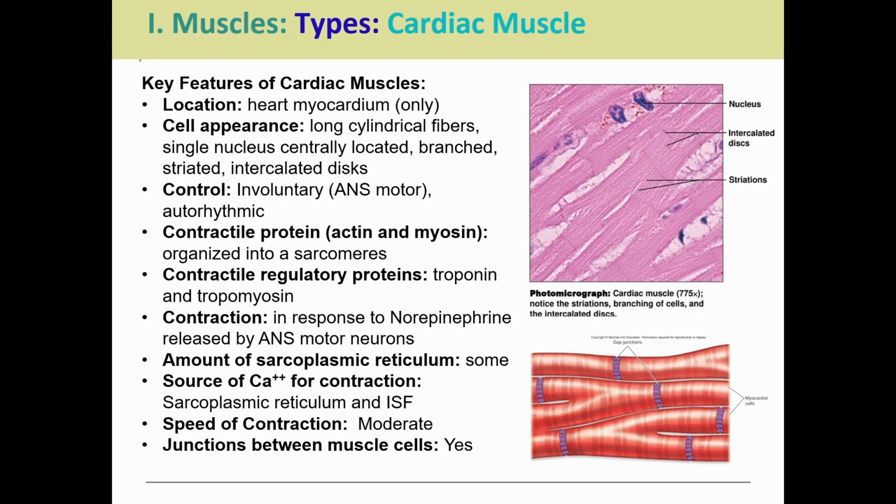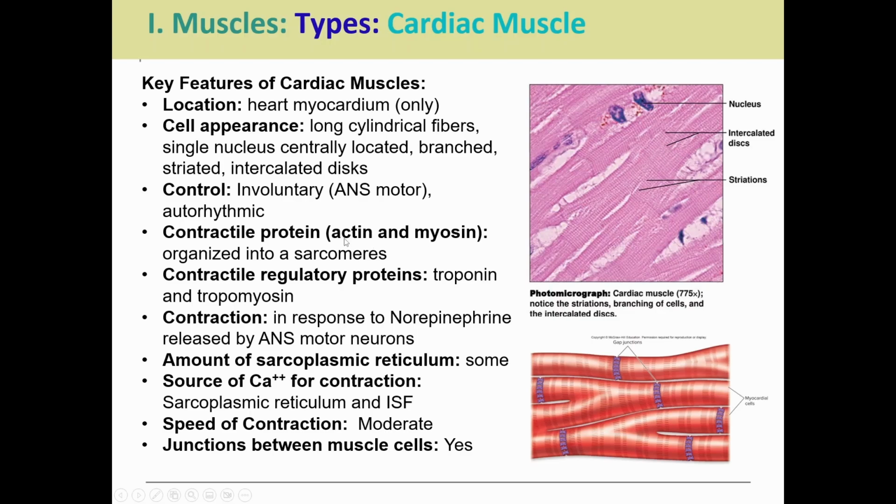Like skeletal muscle, they are also striated. So if we look here at this picture, what do we see? We see kind of long and lean and cylindrical. That's similar to skeletal, but we see branching. We see that it's more branched. It's not all just kind of going in one direction. We do see the striations that they share with skeletal, but then we see a couple of striations that look darker than the rest, and those are the intercalated discs where we have our gap junctions.